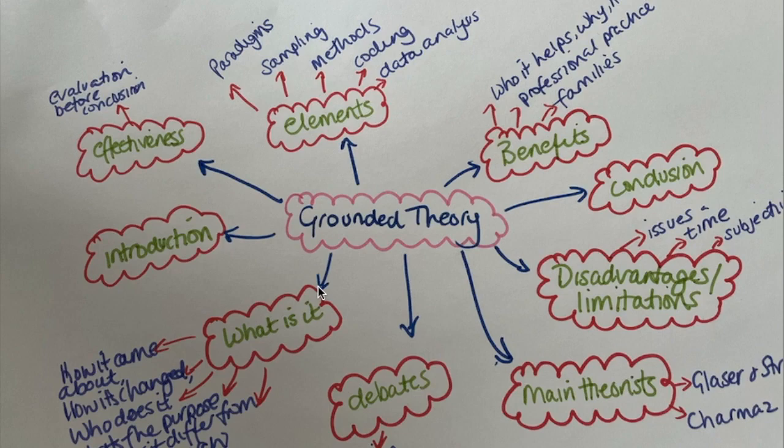But what I've then done is, with those initial core words, you can use phrases, it's entirely up to you, I've looked at those in more detail. So for example, on elements, or what could be called features to be fair, I've started to break that down even further into paradigms, sampling, methods, coding and data analysis, for example. That just now starts to make me think about what are the other areas that I need to be thinking about in each of these?